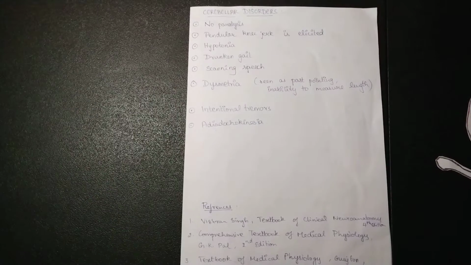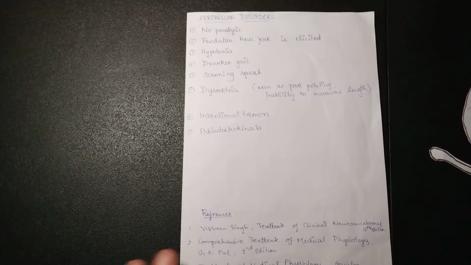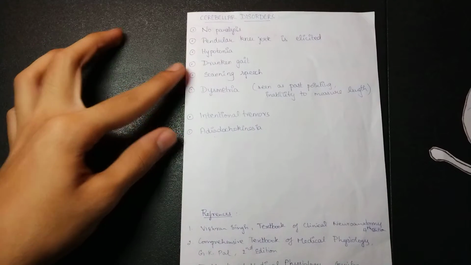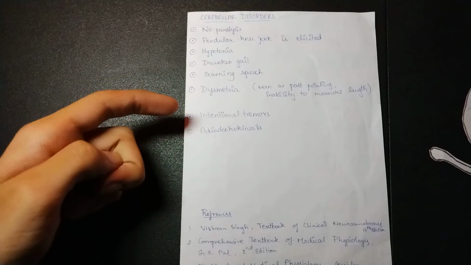Now coming to the cerebellar disorders. What will happen if there is any cerebellar disorder? There is no paralysis, because the corticospinal tract is normal here. But there may be a pendular knee jerk, because the cerebellum also maintains the muscle tone. So there is hypotonia, drunken gait, scanning speech, and dysmetria.